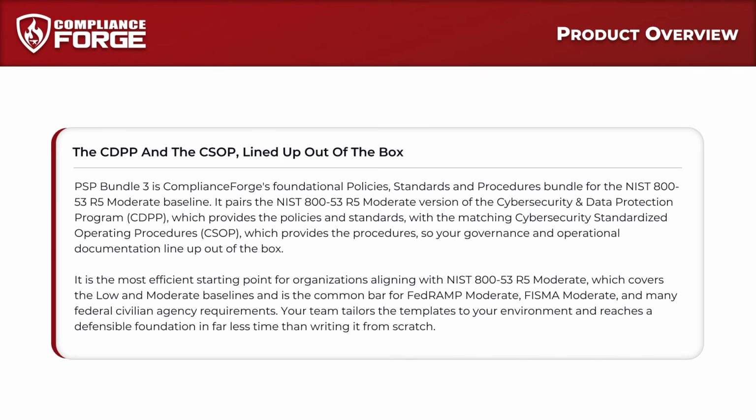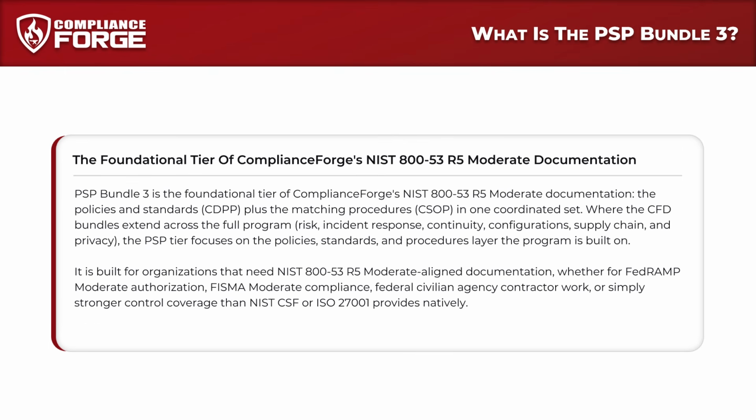It is the most efficient starting point for organizations aligning with NIST 853 Moderate, which covers the low and moderate baselines and is the common bar for FedRAMP Moderate, FISMA Moderate, and many federal civilian agency requirements. Your team tailors the templates to your environment and reaches a defensible foundation in far less time than writing it from scratch. So what exactly is the PSP Bundle 3?